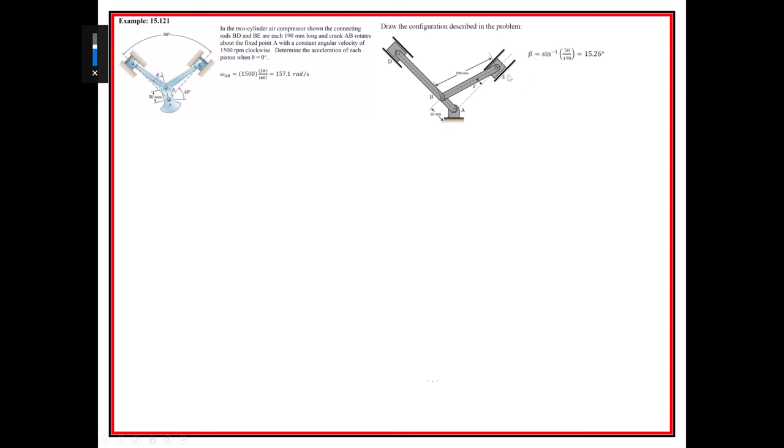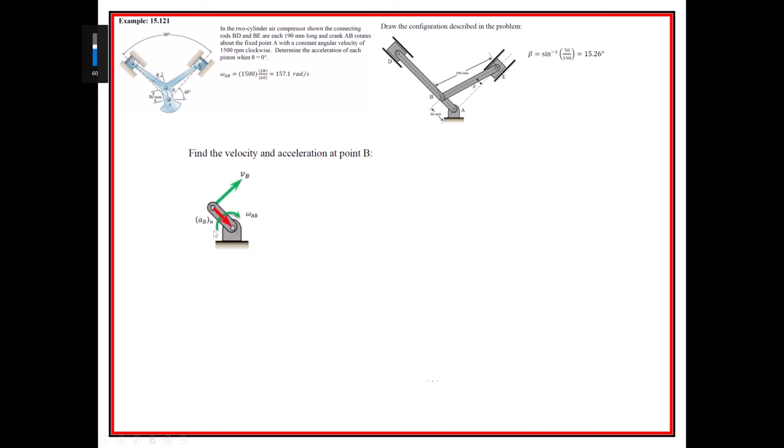We could find that angle right there, beta, by taking that 50 and taking the inverse sine of 50 divided by the hypotenuse right here. So now we're able to find 15.26, which I think was a number from a previous example. All right, so we want to find the velocity and acceleration of point B to start with.